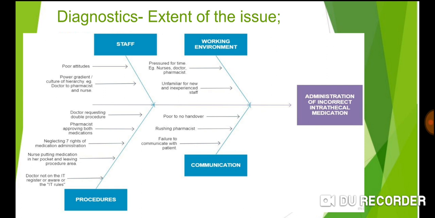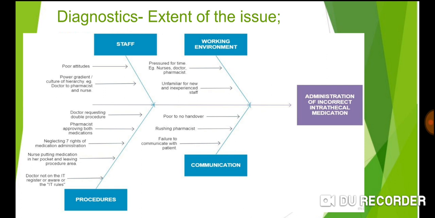Before the intrathecal procedure, the doctor's communication with Mrs. Hughes was ineffective as she was listening to her music and consequently was not informed of the procedural details. This may have given her the opportunity to flag the impending medication error. They neglected to effectively complete the 7 rights of medication administration.